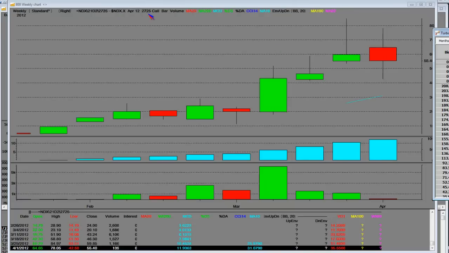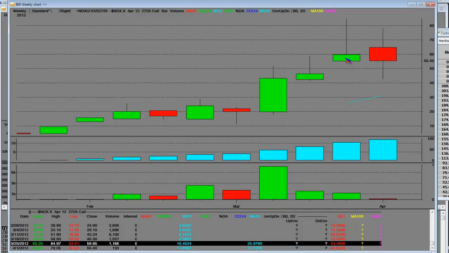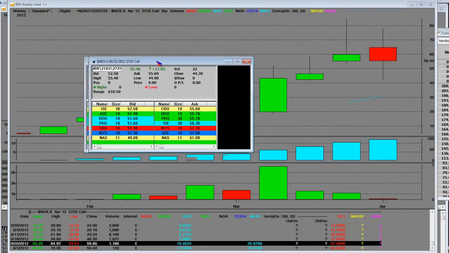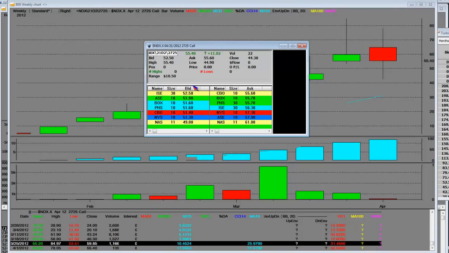This particular 27.25 call was totally inflated in price in the bull run. Calls and puts get inflated and deflated. Now, let me show you something. This is that 27.25 call. That's going to gap down. When they get inflated, they come down.